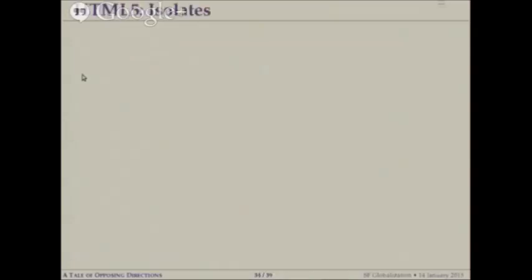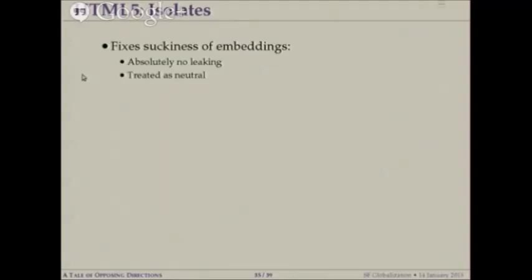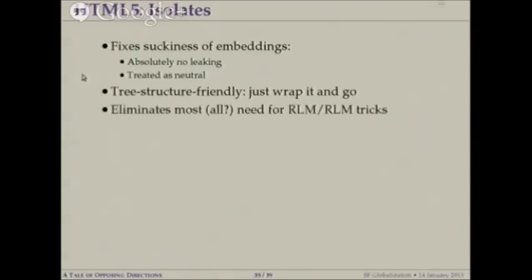So HTML5 is introducing this fantastic new feature that'll make all our lives much easier when dealing with Bidi. It's called isolation. It fixes all of the suckiness of embeddings. There is absolutely no leaking between the embedding and the surrounding text, and the entire thing that is embedded is treated as a neutral within the context of its surrounding text. It's very tree structure friendly, which is great for HTML. You just wrap it and move along. And it pretty much eliminates most, if not all, of the need for left to right and right to left mark tricks.